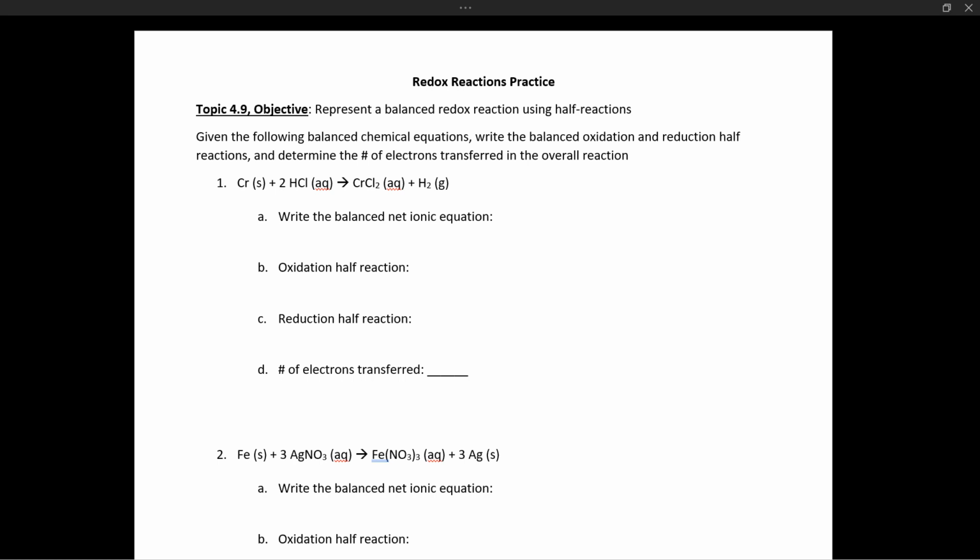Welcome. In this video, we are going to talk through some redox reactions, and we're going to look at representing balanced redox reactions using half reactions. So we're going to think of those two things that happen during a redox reaction.